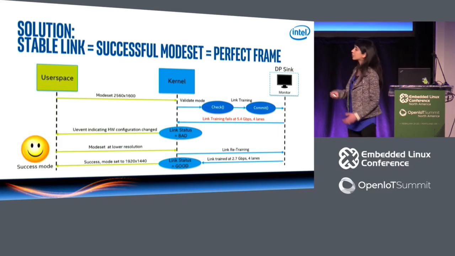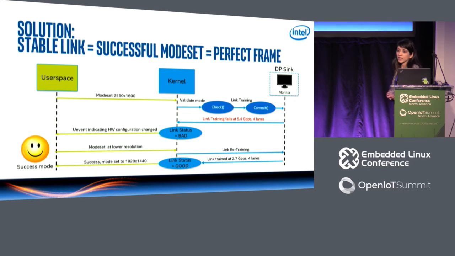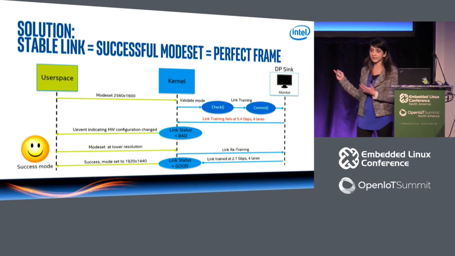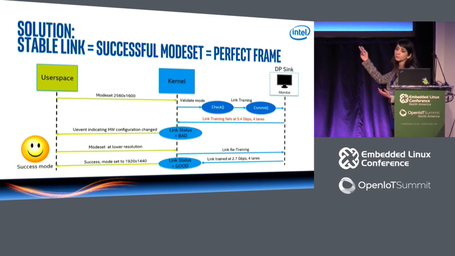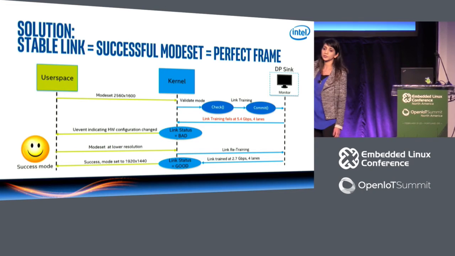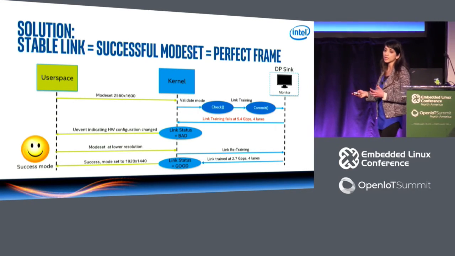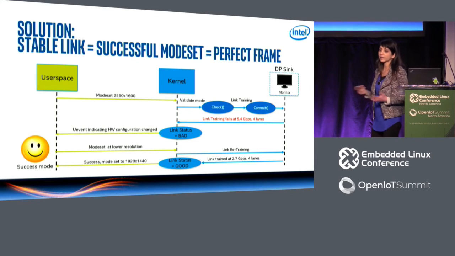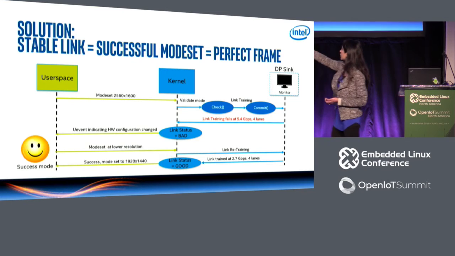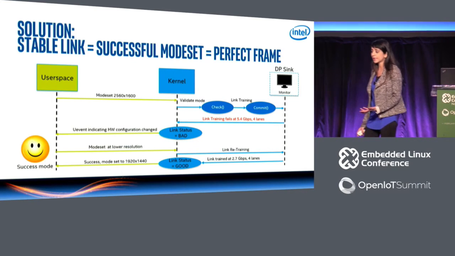At this point, we introduced a new property for the connector, which is the link status. As soon as the kernel knows that link training has failed, it's going to change this link status connector property and set it to bad. Then it's going to send the hotplug uevent back to the user space. So user space knows that something has changed in the hardware, and it has to do something about it. That's when the user space is going to request another mode set. It's going to retry the mode set.